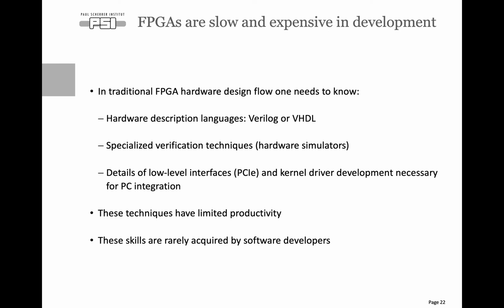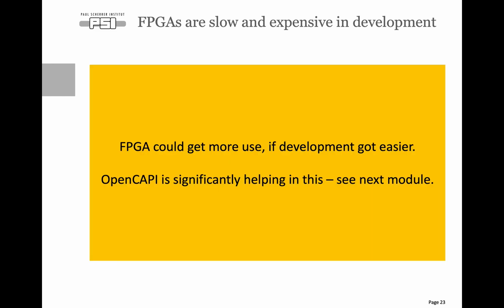So these techniques have limited productivity. It takes months to do traditional FPGA development projects. The other issue is that most of us who are trained as software developers were not taught about these techniques. These are things that are taught in electrical engineering courses and not computer science courses. So there's also a lot of learning required for a software developer to be able to use FPGAs. And I would say that FPGAs have a potential to be used more widely if development of FPGAs were easier. And I would like to convince you in the next module that OpenCAPI is significantly helping in making FPGAs more accessible to software developers.